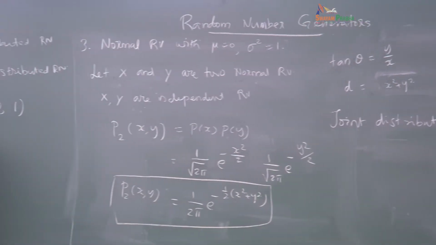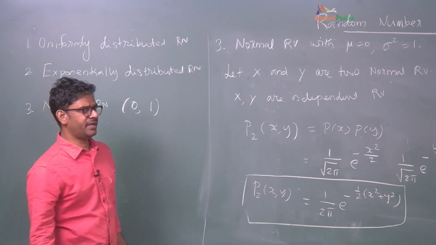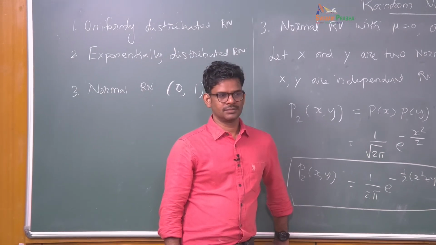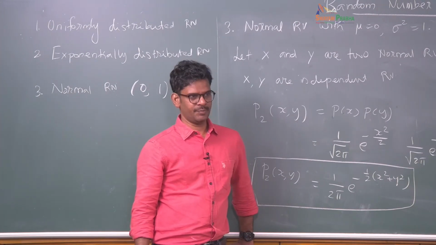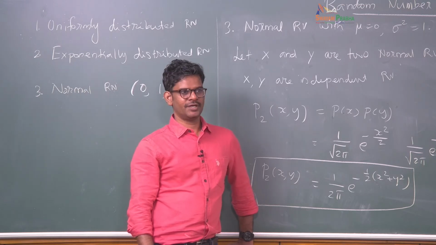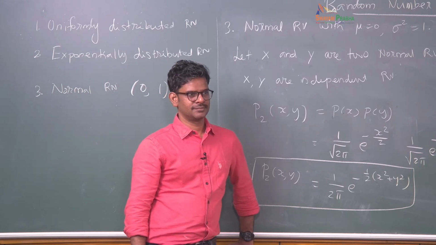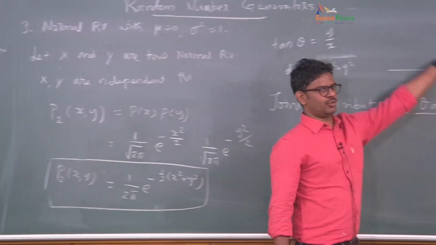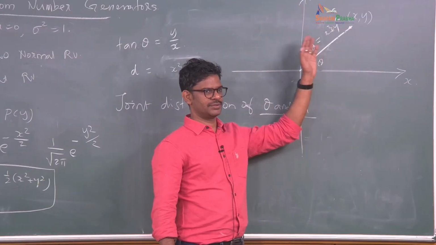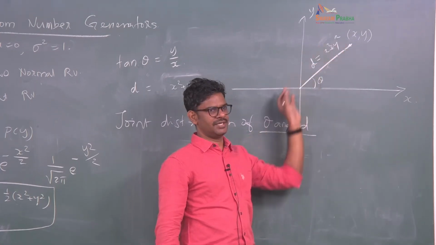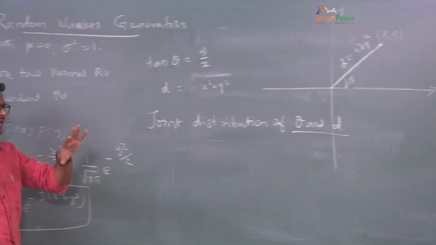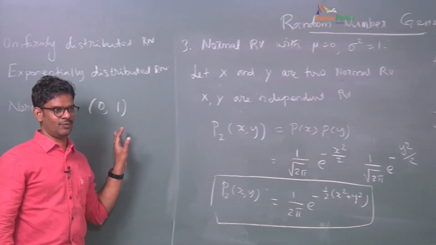What can you say about the distribution of theta and d? Are they dependent or are they independent? They are independent. Anyone thinks they are dependent? Theta can be anything from 0 to 2 pi. I have the freedom to choose. Then this d is the distance from the origin. So these are two independent variables. So it preserves the character of the original distribution that we wanted.